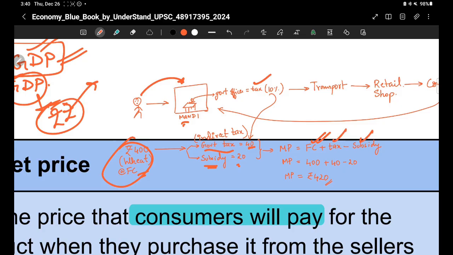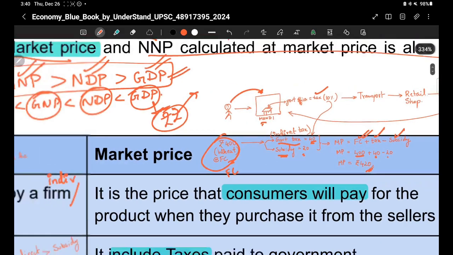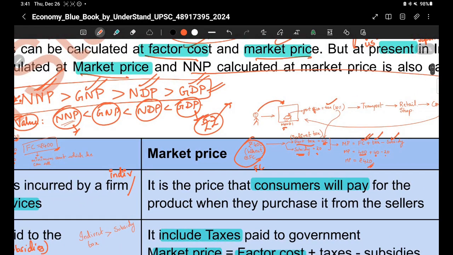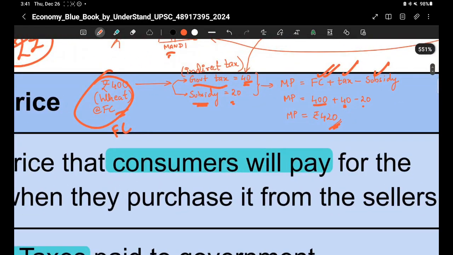So what is the factor cost? 400. Okay, then what is the tax? 10% is 40 rupees here, and subsidy is 20. So when we do that, we're getting 420 rupees. So at factor cost it is 400, and at market price it's 420. So see, it is more than the factor cost. So that's why when calculating GDP at market price, you tend to get a higher value, right? And that is not a good measure. That's why GDP at factor cost is much better than GDP at market price. Okay.